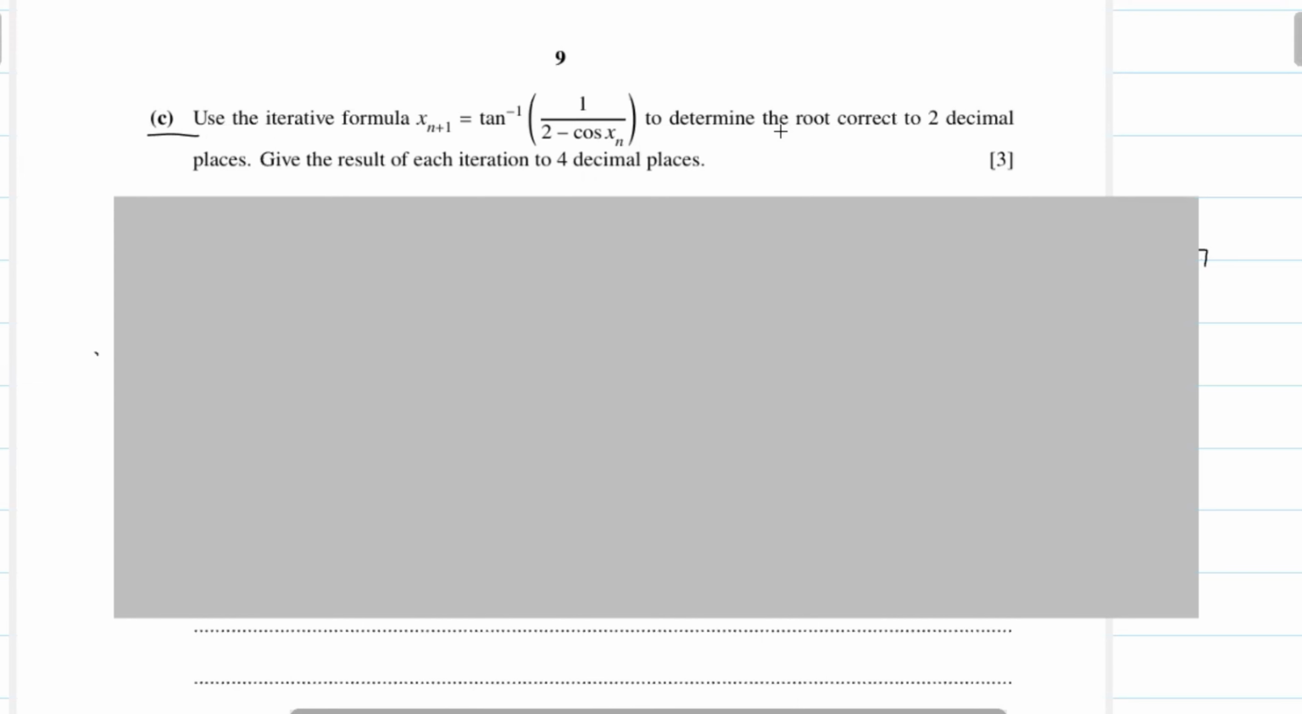Part C, use the iterative formula x n plus 1 equal to tan inverse of 1 over 2 minus cos xn to determine the correct root correct to 2 decimal places. Give the result of each iteration to 4 decimal places.